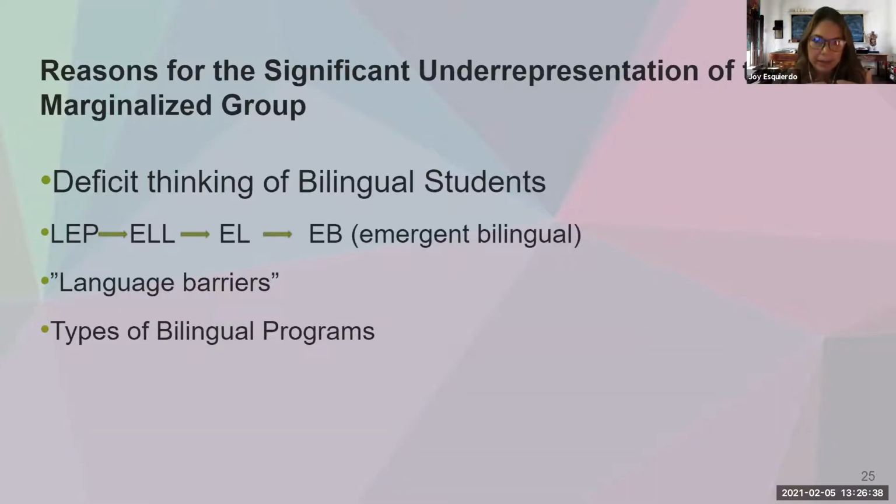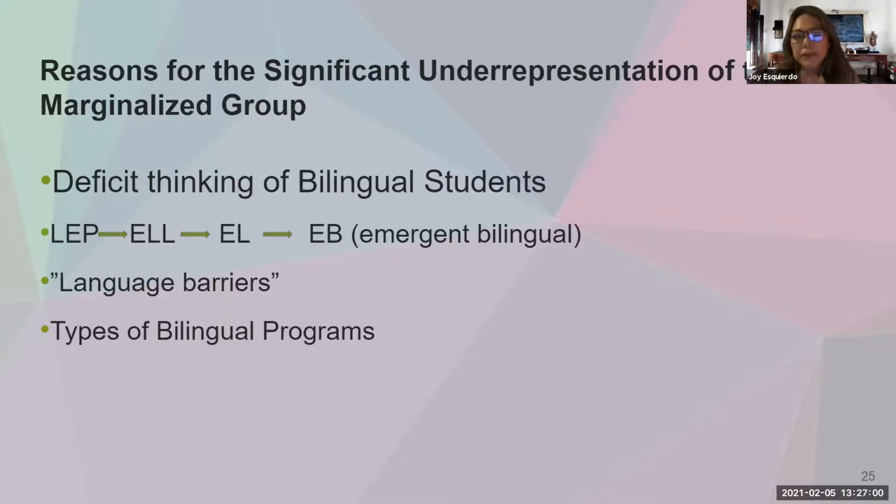They have a home language. We're adding English to their linguistic repertoire, right? We're adding English to the linguistic skills they already come to school with. So they are emergent bilinguals. They're emerging to be bilingual. And that's the term I want us to begin to think about because it begins to celebrate their bilingualism.